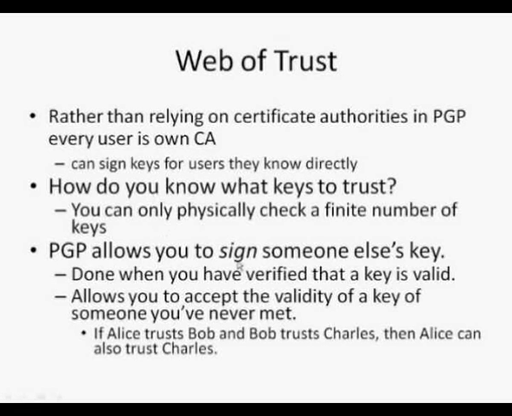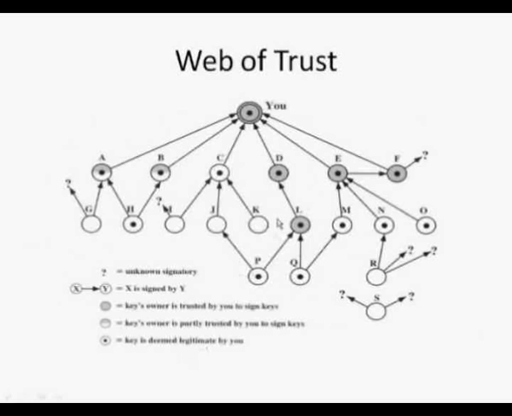PGP allows you to sign someone else's key, and you should sign another person's key once you've verified that the key is valid. It allows you to accept the validity of a key of someone you have never met. For example, if Alice trusts Bob and Bob trusts Charles, then Alice can also trust Charles. This concept is clarified in this picture.